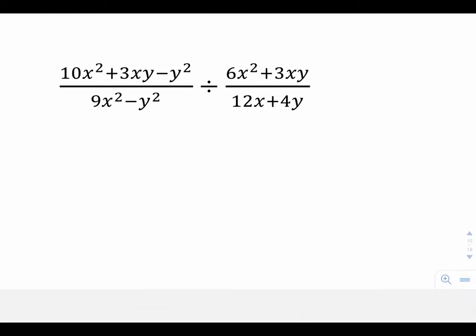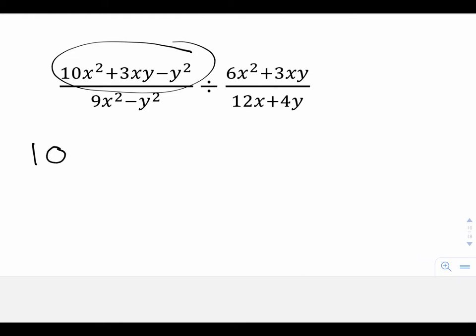We have 10x squared plus 3xy minus y squared. So we have this guy up here. I'm going to isolate that numerator and just factor that alone. So let me just copy it down. So I have 10x squared plus 3xy minus y squared.